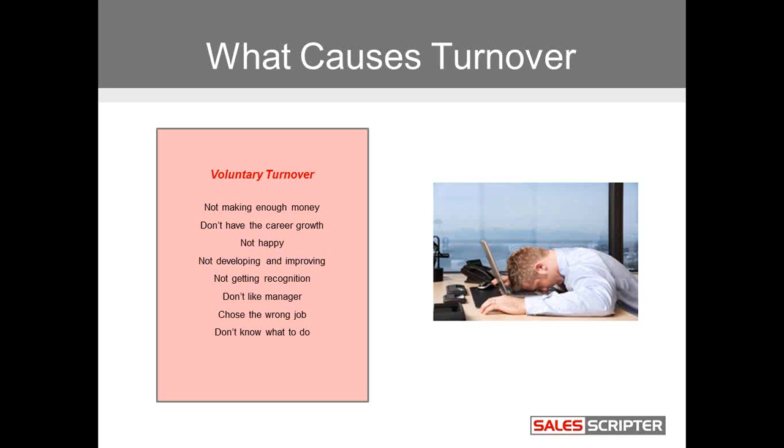And in order to figure out how to decrease turnover, let's look at what causes turnover. There are actually two types of turnover. One is voluntary turnover, which is what we call it when someone voluntarily leaves an organization. Some of the main causes of voluntary turnover are that the person who leaves is not making enough money or doesn't have enough career growth. So maybe their level of W-2 income is okay, but they don't see a way for that income to increase, or for their level of seniority to grow.